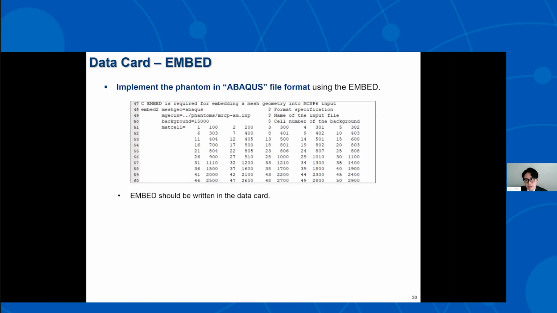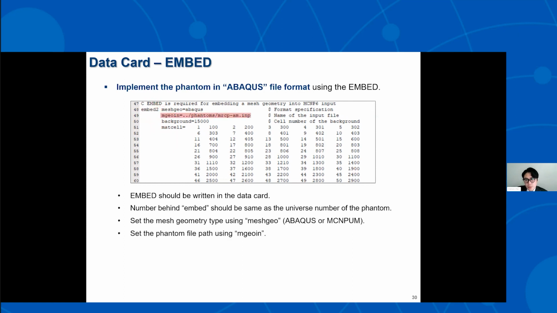Coming back to the embed card, the number behind the embed card should be the same as the universe number of the phantom. And in this example, this is 2. Then we have to set the geometric type and phantom file path by using the meshgeo and mgeoin cards. We also have to set the background by using the pseudocell of the background defined in the cell card.